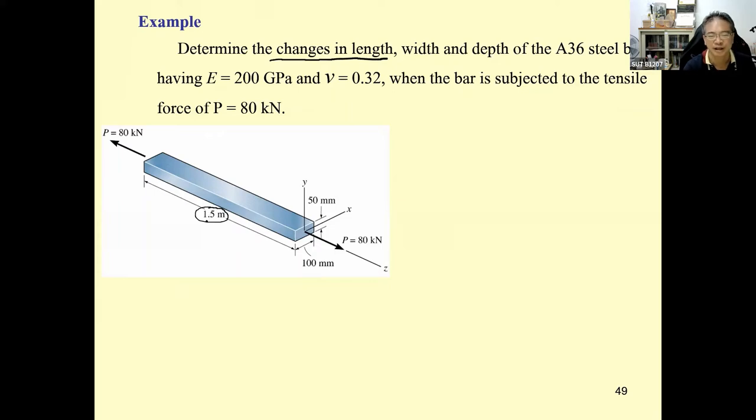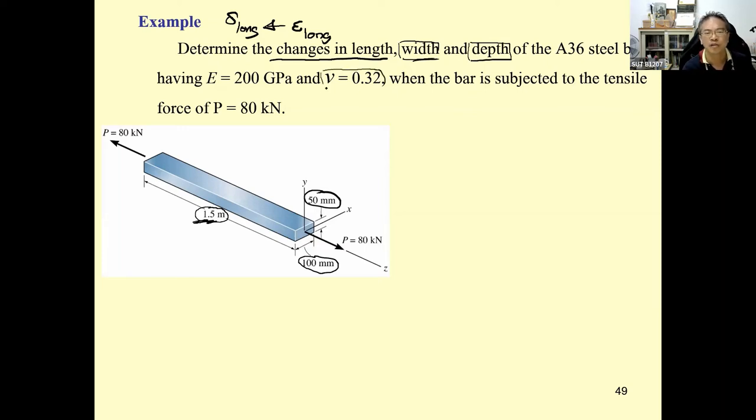How much is going to change the width? Okay, and also the depth. That is going to be this one to see this change in length. You just determine the longitudinal strain, okay, and then the longitudinal strain is going to be used to determine the longitudinal deformation, or the axial deformation. However, for the width and the depth, we don't have a direct equation to determine it.